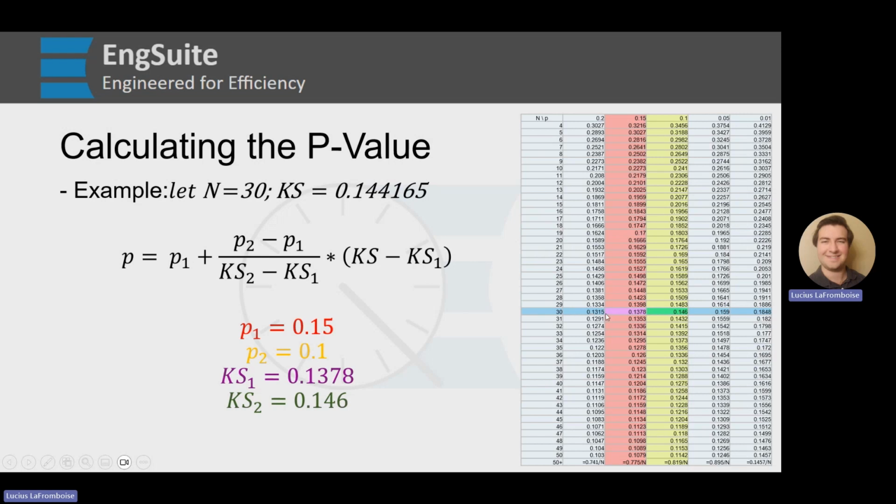So 0.1315, that is less than 0.144. 0.1378, that's still less than. 0.146, that is greater than. Okay, so this is our KS1 and this is our KS2, because this one is the largest number smaller, and this is the smallest number larger. We draw this up and we see that our P1 is 0.15 and our P2 is 0.1.